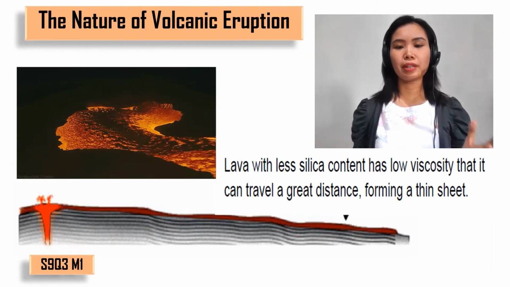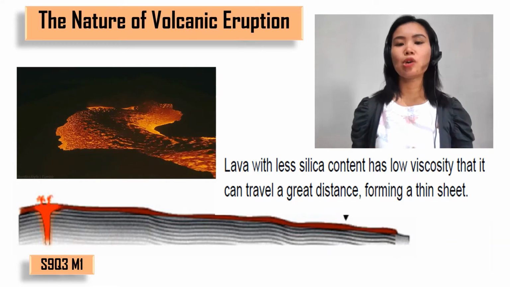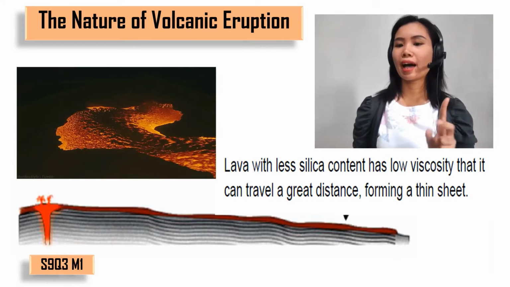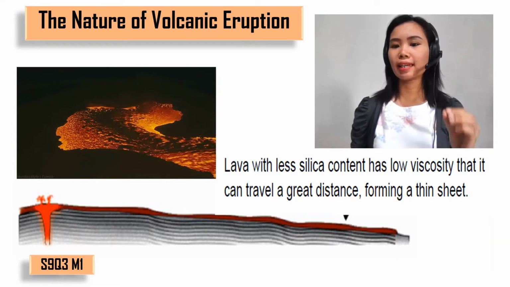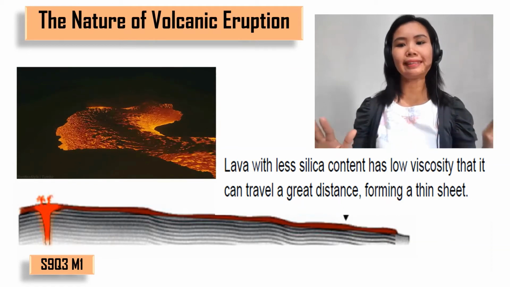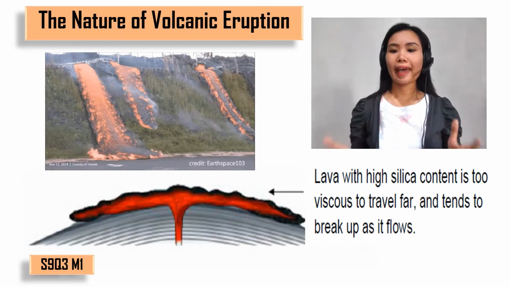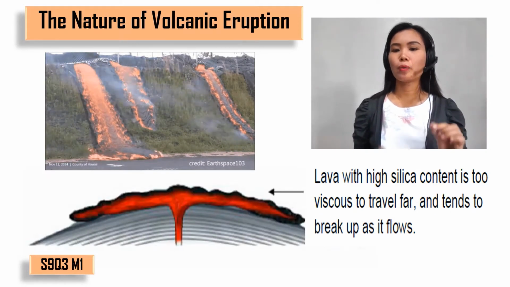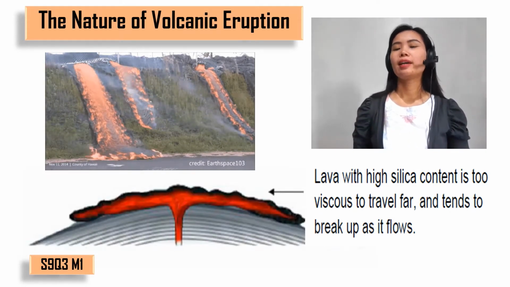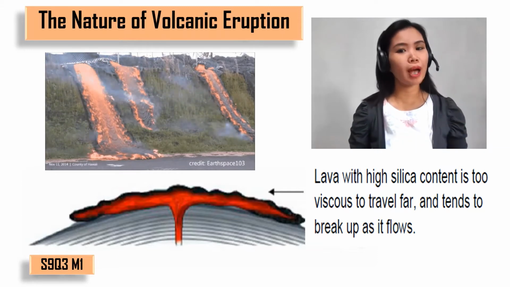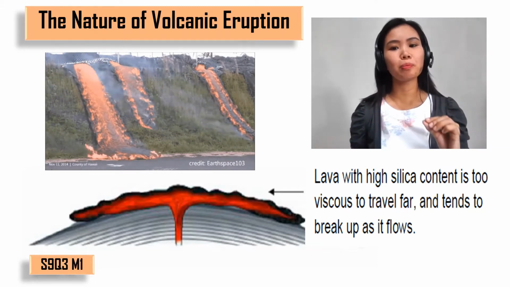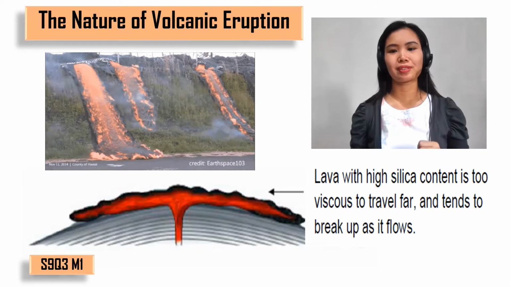What we have here in your diagram is that lava with less silica content has low viscosity, so it can travel a great distance, forming a thin sheet. Then we have here lava with high silica content. It's too viscous to travel far and tends to break up as it flows.